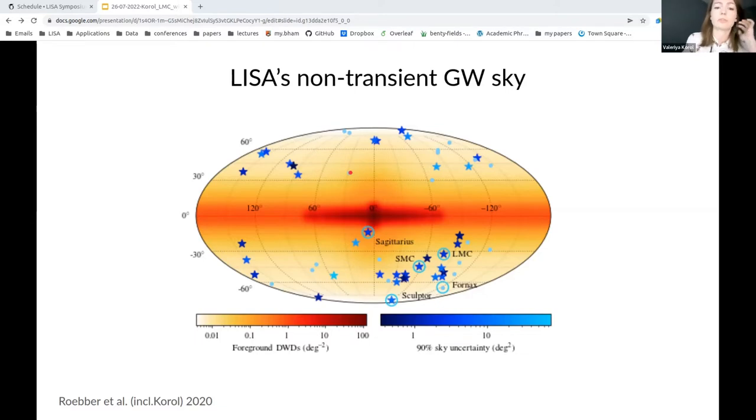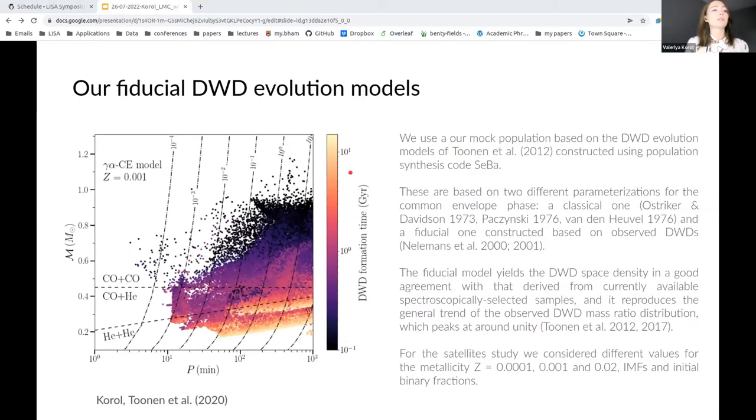So the question I would like to address next is how likely our fiducial source is to be in the Milky Way satellites, and whether there will be enough of these sources for the satellites to stand out against the galactic double white dwarf foreground. We can answer this question using a binary population synthesis model. Here I'm using the one from Silvia Toonen that is constructed based on a code called SeBa.